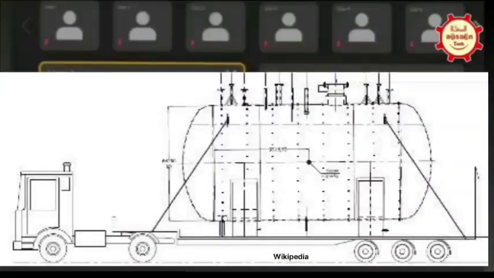But they will also fill this nitrogen during transportation of the equipment from one place. At that time also they will. Yeah, but during commissioning, oxygen can go inside the equipment.